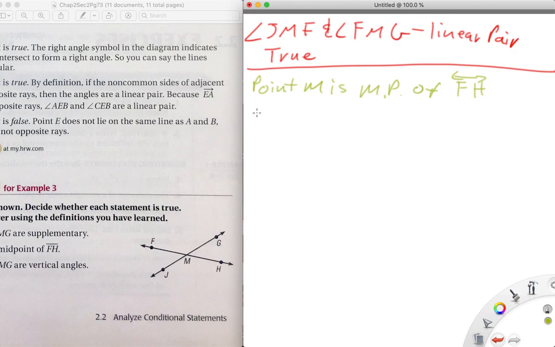I would say false. And it's false because we don't have enough information on the picture to tell me that it is true or false. I just don't have enough. So I can't say that it's true. So it's false.